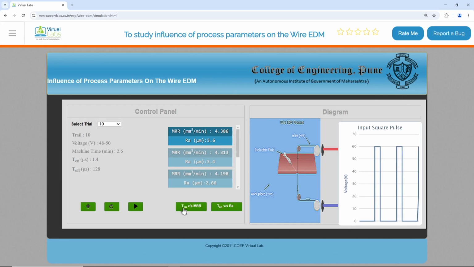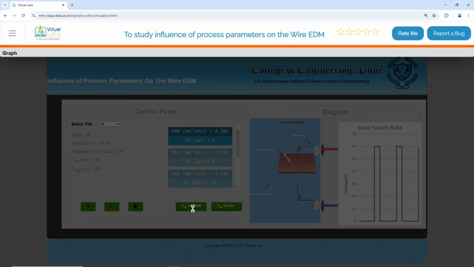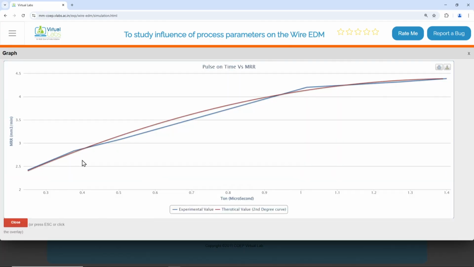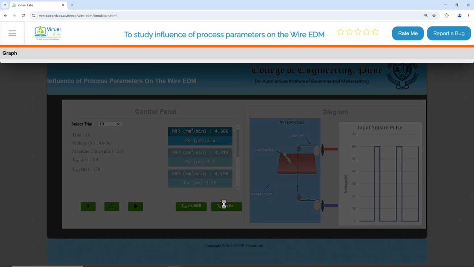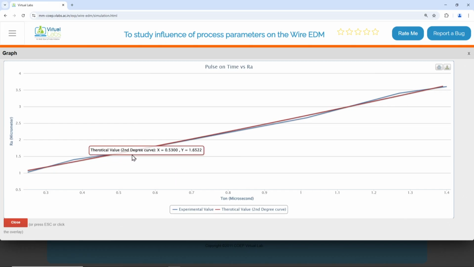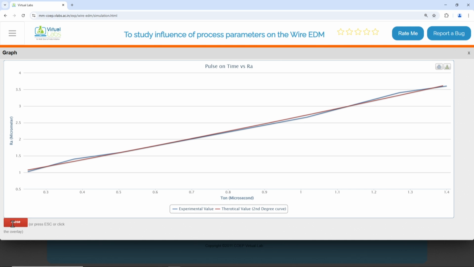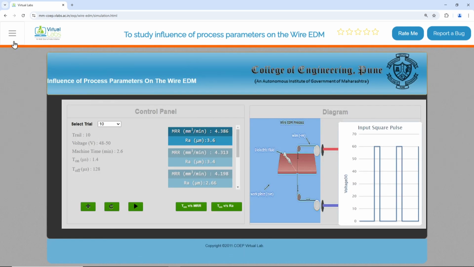Let me try to see the graph. The two graphs available are T on versus MRR and T on versus Ra. Let me pick T on versus MRR. Here you can see the experimental value and theoretical value, both are there. Experimental value is blue, theoretical value is red. Based upon the experiments that we conducted, these two plots are obtained, and this is in an increasing trend continuously. Let me try to see T on versus Ra. This is also an increasing trend. The experimental and theoretical values are very close here. So this is the study of the parameters: T on is one of the parameters studied, and the outputs or responses taken are MRR and Ra, that is, the response and the volume removal.